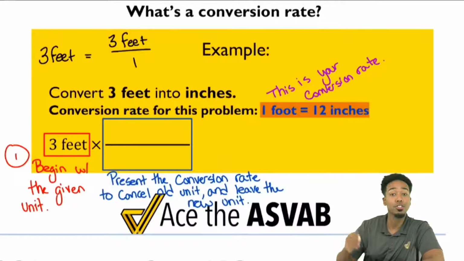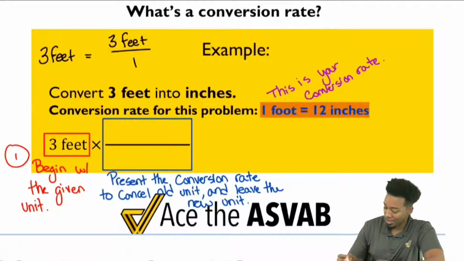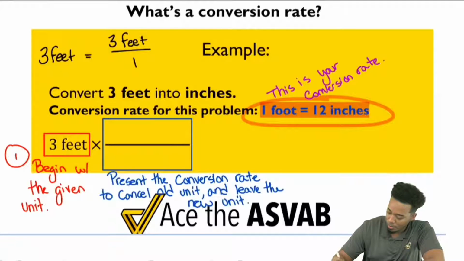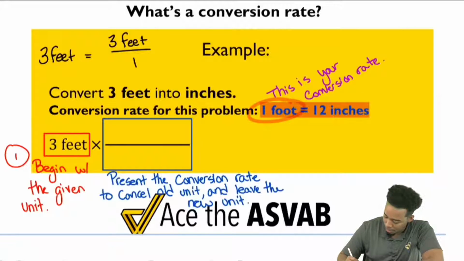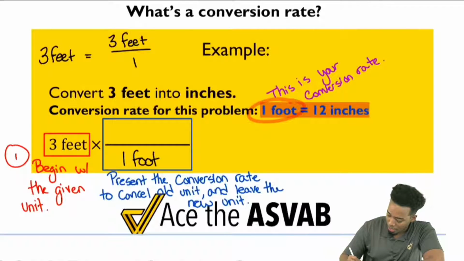So here's what you're going to do. I want to get rid of feet. So here's my conversion rate. Great. I got 1 foot. I'm going to put that in the denominator because I want to cancel out the feet. And then I'll put the 12 inches up top.